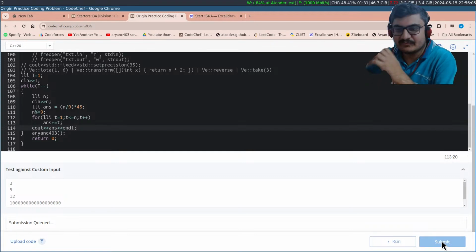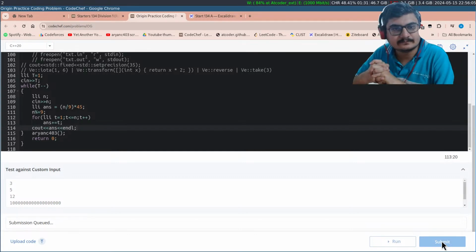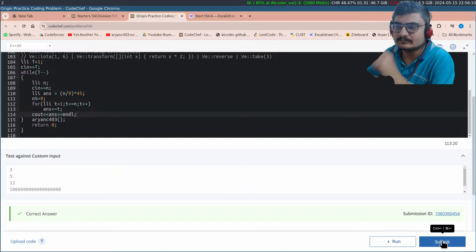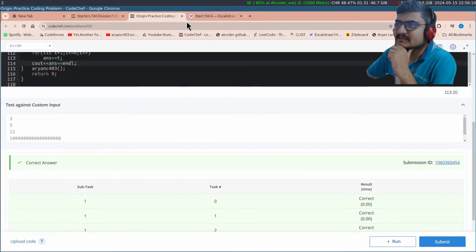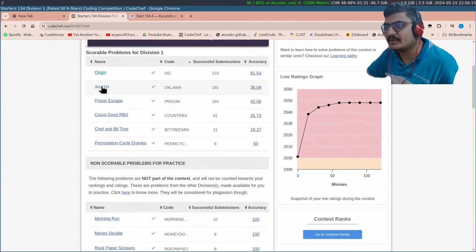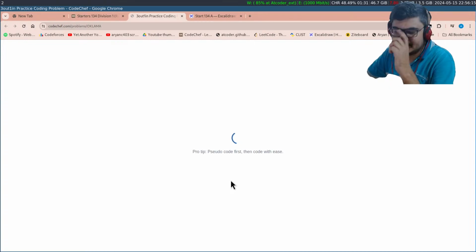Any questions on this one before we move to the next problem? And essentially this is the solution. And now moving on to the next problem, 3 out, 1 in.